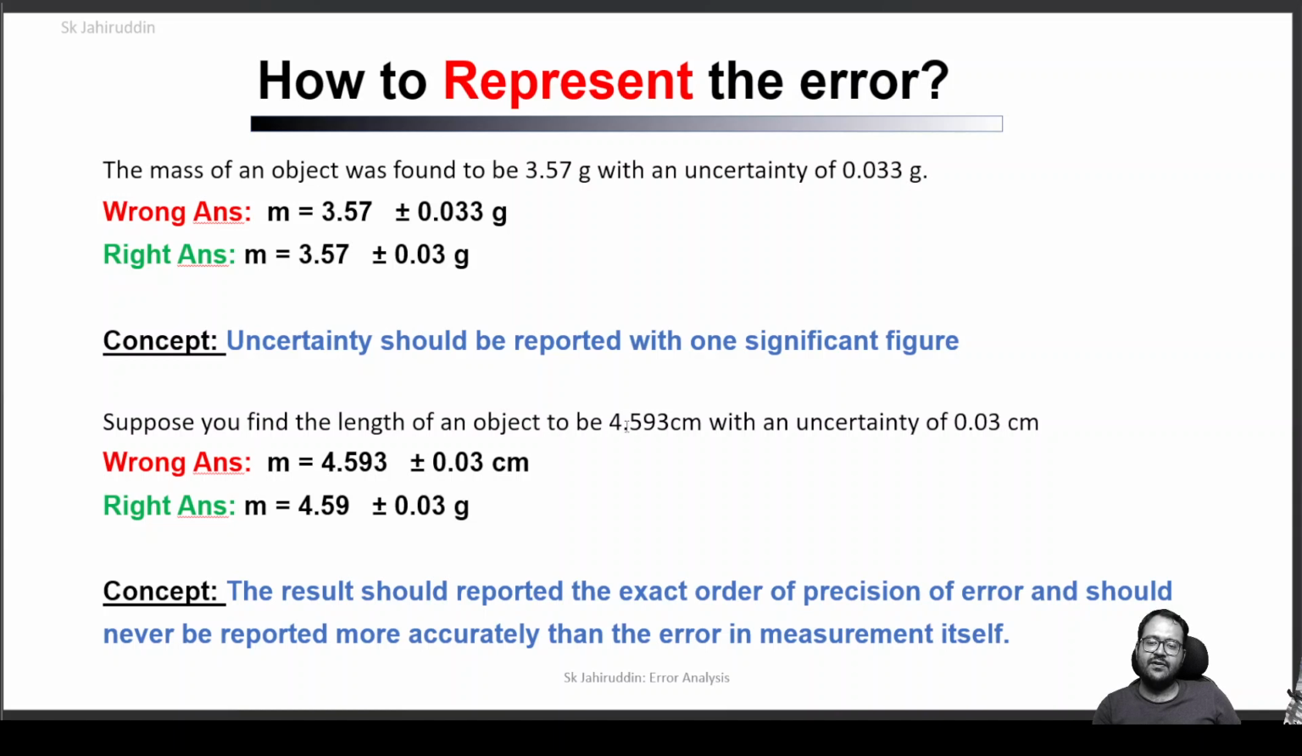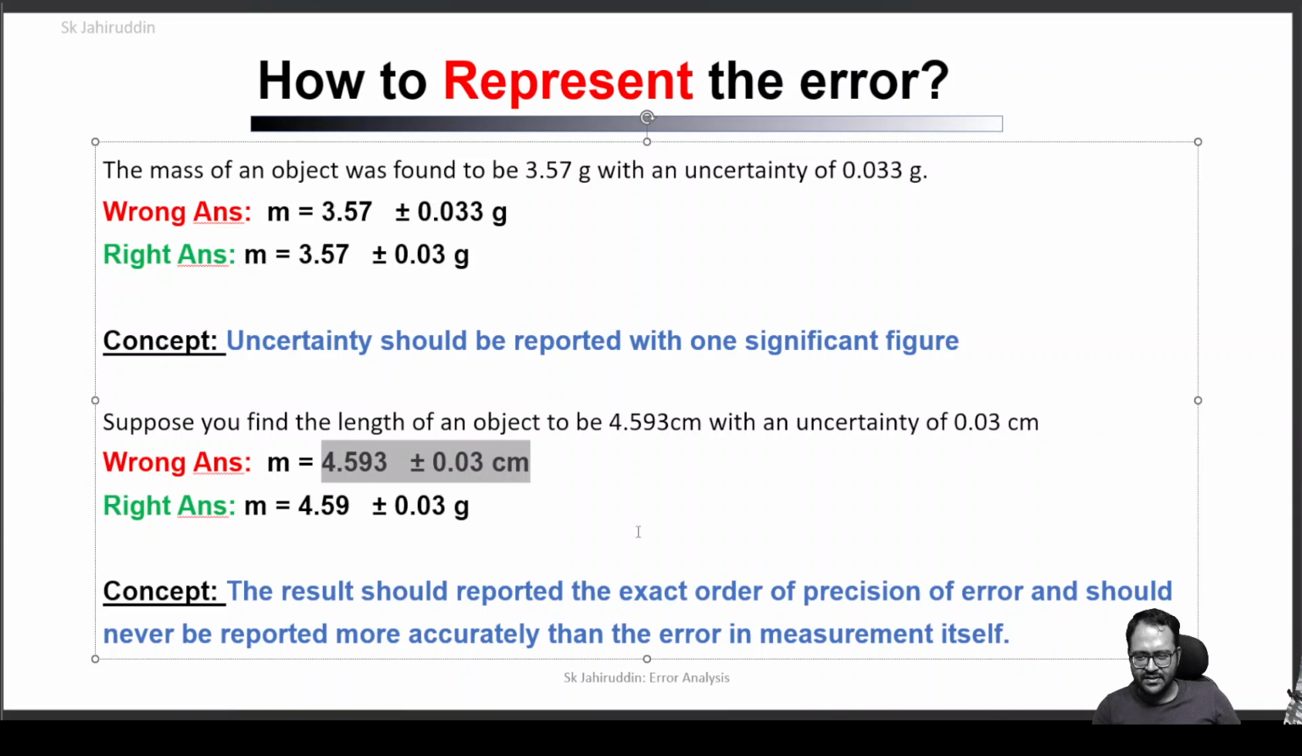Suppose you find the length of an object to be 4.593 with an uncertainty of 0.03. Will you write 4.593 plus minus 0.03? You will not. You'll write 4.59 plus minus 0.03. The result should be reported to the exact order of precision of the error and should never be reported more accurately than the error in measurement itself. Your reported data's accuracy should not be more than your error.